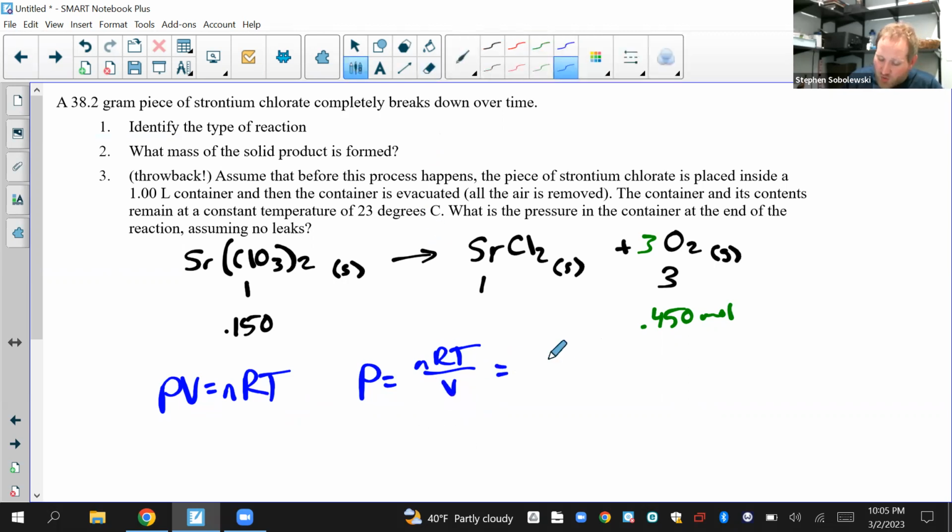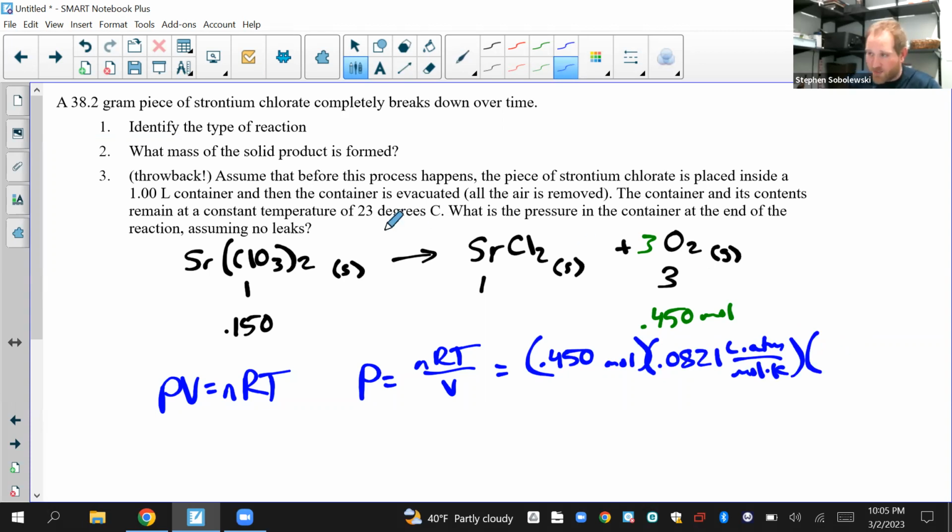All right, n is moles, 0.450 moles. Now you might say, hold on, well, there's also moles of this, right? Well, the gas is what's going to be giving it the pressure. So since that's the only gaseous product, that's going to be our moles of gas. Multiply that by R. You didn't forget this, did you? 0.0821 liters times atmosphere over moles times Kelvin. Multiply that by the temperature, 23 degrees Celsius, but of course you're not going to put 23. You need to add that to 273.15, or in this case 273, to give you 296 Kelvin. We divide that by the volume, which is 1.00 liters.